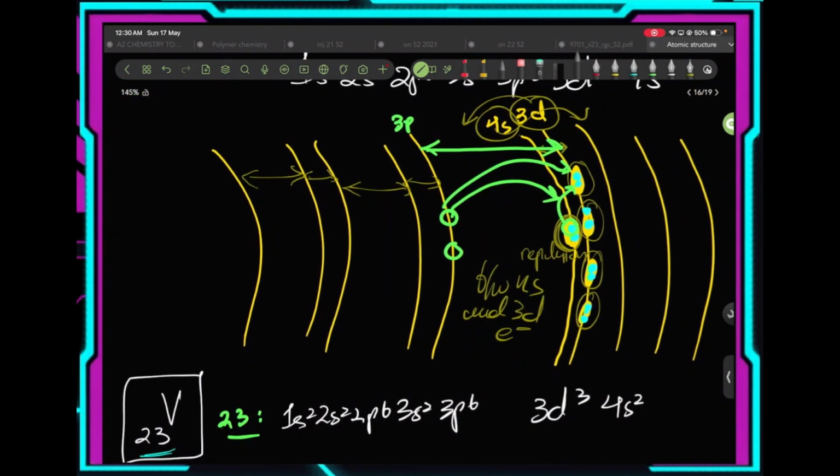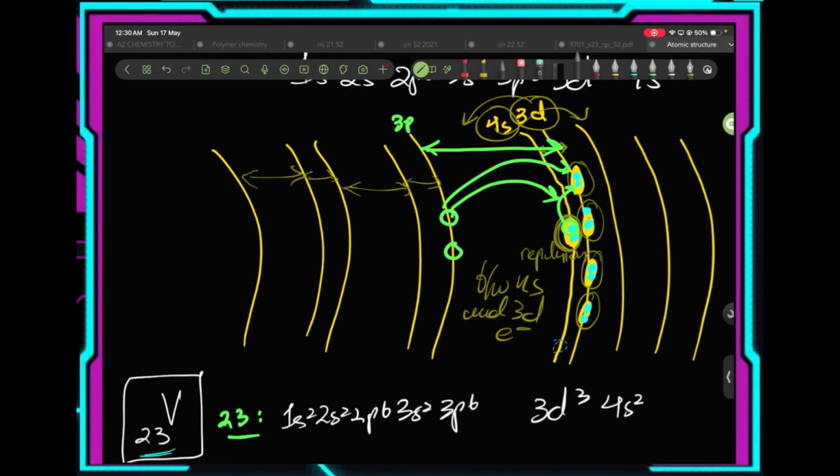Let me just move this. What happens is this. The energy difference remains the same. 3D is coming inside, 4S is being pushed outwards, but the energy level difference is still not that much. Right? It's still very close to each other. What happened was that 3D came inside and 4S was pushed outside. That's the only thing that's happening.